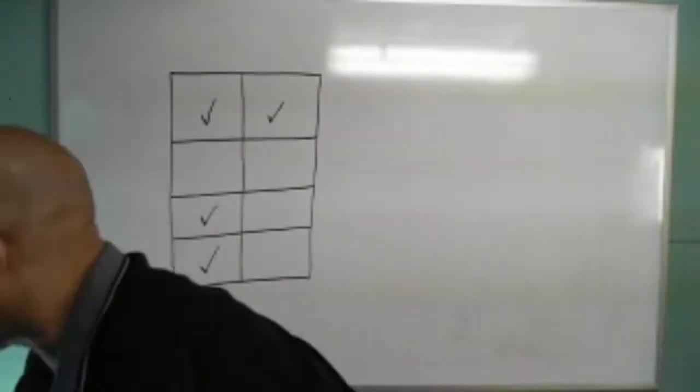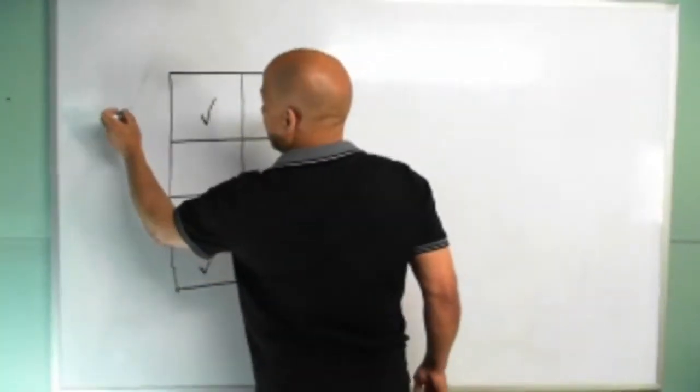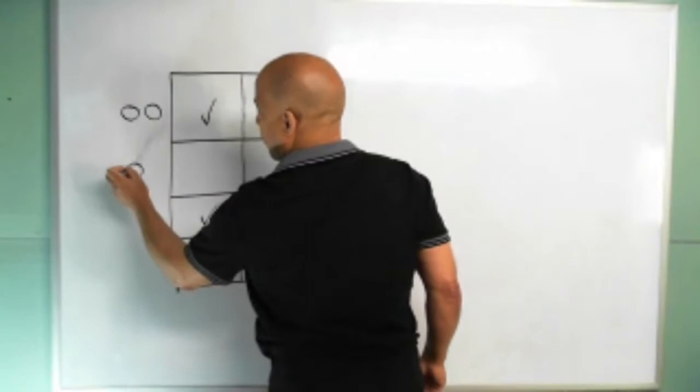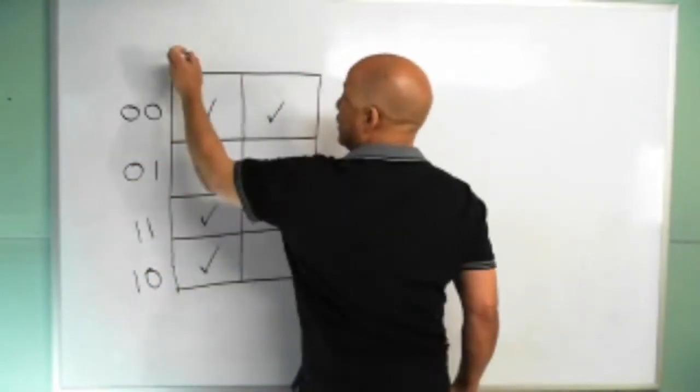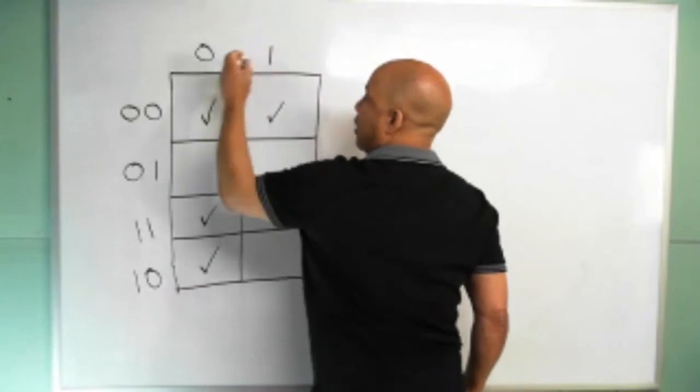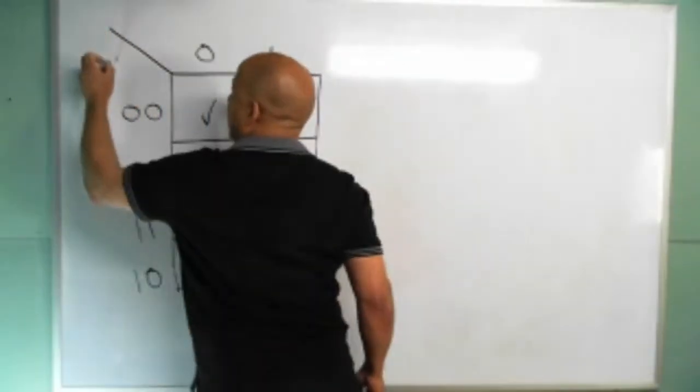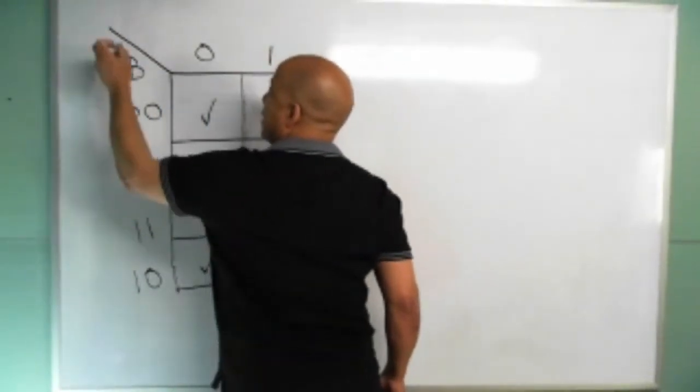Okay, so there are my members, and then you got to number it. 0, 0, 0, 1, 1, 0, 1, 1. This is 0, that's 1. And then you have A, B, and C.